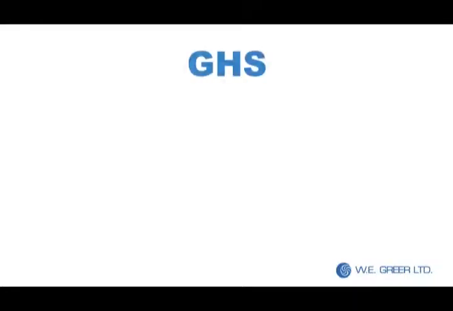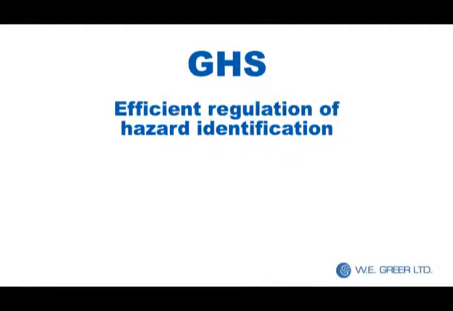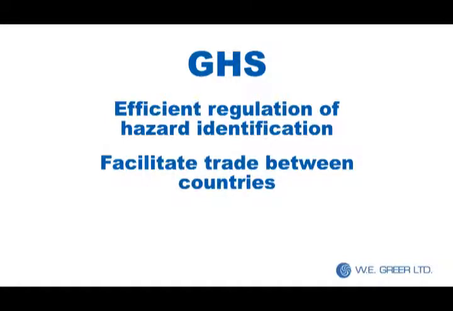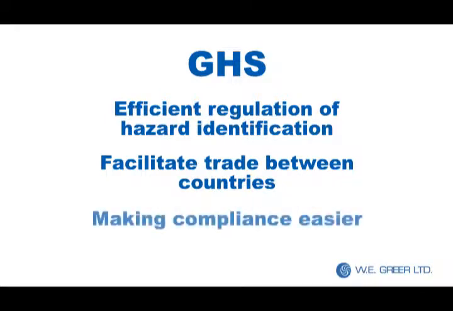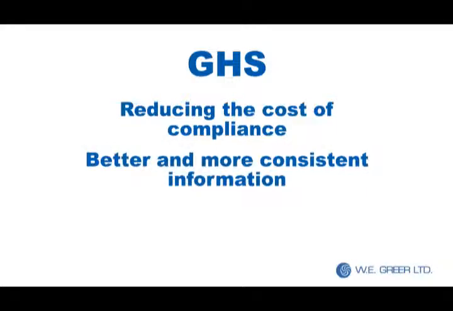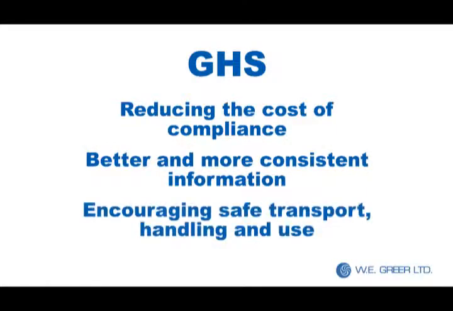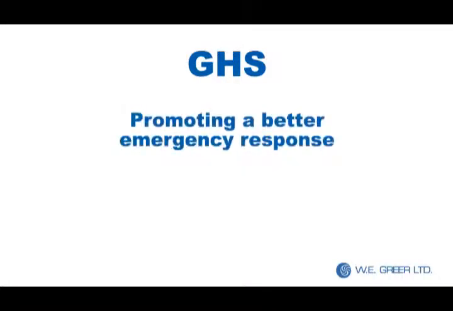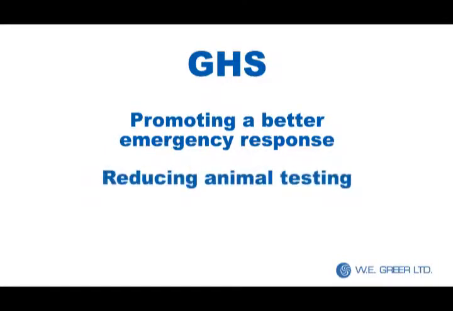So, using this explanation, the benefits of the GHS include promoting more efficient regulation of hazard identification, facilitating trade between countries by providing a common hazard identification system, making compliance to hazard identification easier, reducing the cost of compliance, particularly for companies that sell in more than one country, providing better and more consistent information, encouraging safe transport, handling, and use of chemicals, promoting a better emergency response to chemical incidents, and reducing the amount of animal testing, since research can be combined and shared.